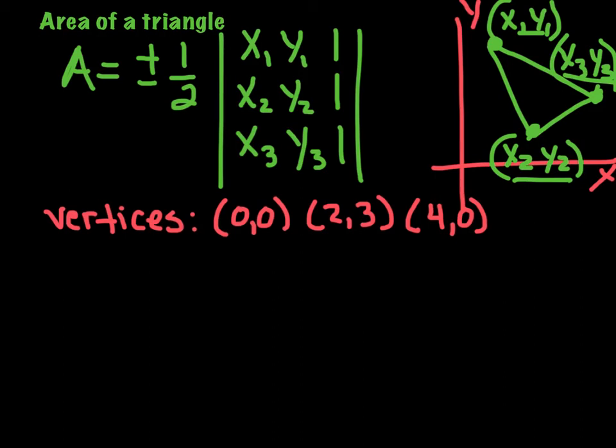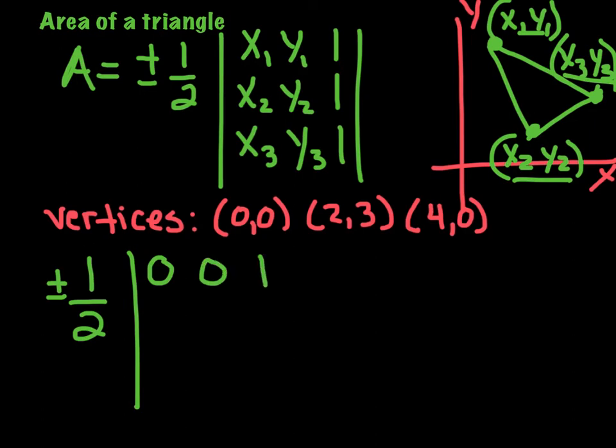So I'm going to go positive or negative 1/2. And then the determinant, I'm going to take my x's 0, x1, y1, 0, 0, and then 1. And then the second one, 2, 3, 1. And then the third one, 4, 0, 1. So let's do the determinant of this using the diagonals method.